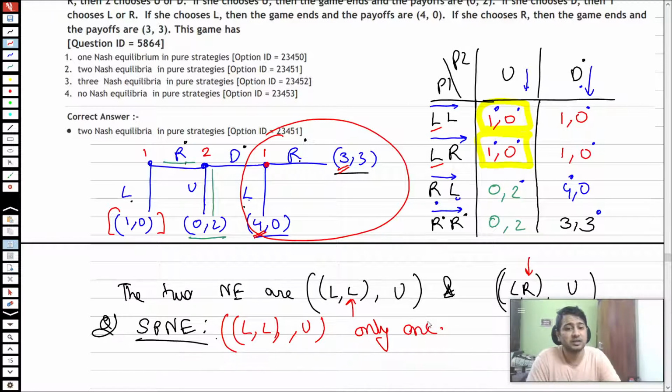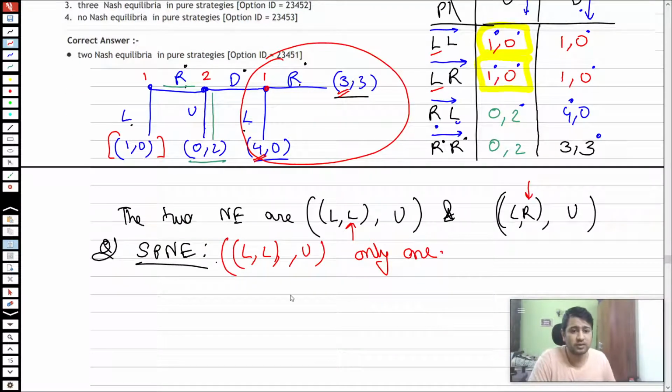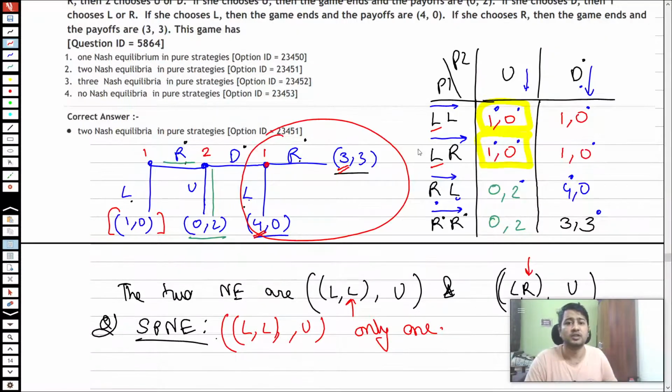But this is something that they do not ask. We were not asked for the subgame perfect Nash equilibrium, and that's why we do not report it. So the correct answer here is 2 Nash equilibria, and that's option number B.